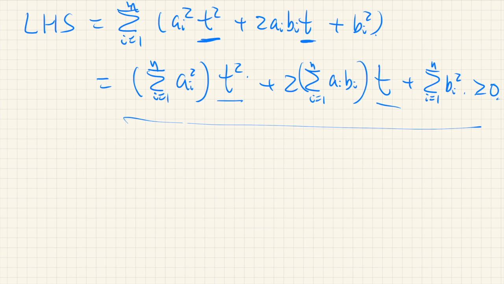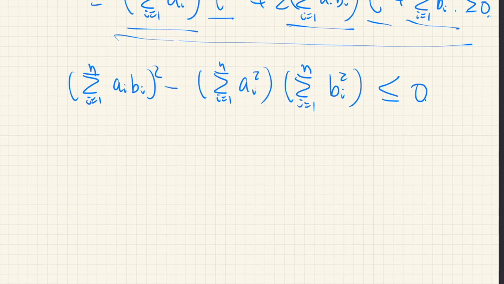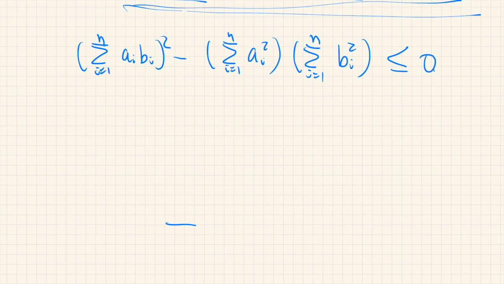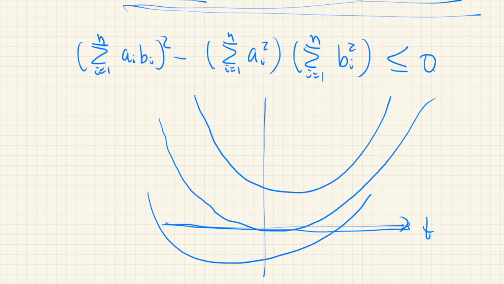That means this squared minus this, the sum of ai squared times this, is less than or equal to 0. Graphically, if we plot this as a function of t, it should look like this. It is always above the horizontal axis, or maybe it can touch the horizontal axis, but it can never go below it. So this never happens. That's what this means.